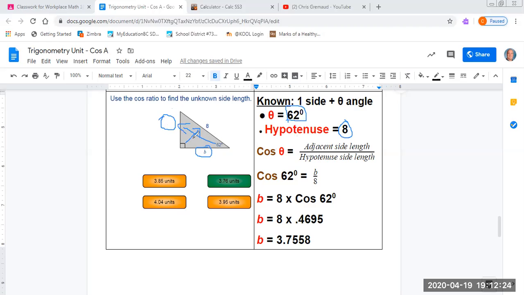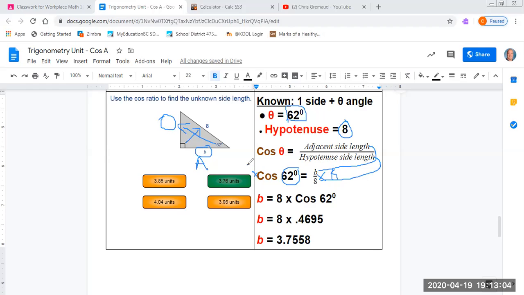This would be opposite, but what we're trying to find out is the adjacent. So we are dealing with adjacent over hypotenuse where we don't know what adjacent is. Therefore, our adjacent is going to be the unknown side B. Our hypotenuse is going to be the known side that we're told is 8, and cosine is going to be of the angle that we know, which is 62 degrees. Now, in order to solve this, we have to get B by itself. We can do that by multiplying both sides of this equation by 8. So we multiply both these sides by 8.